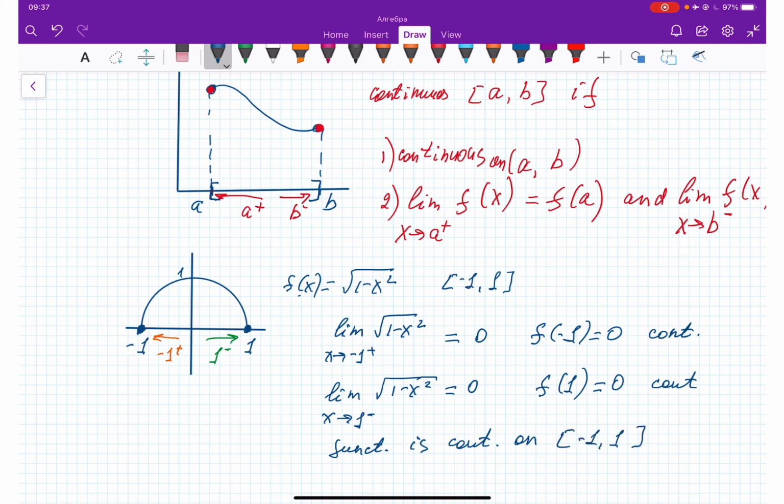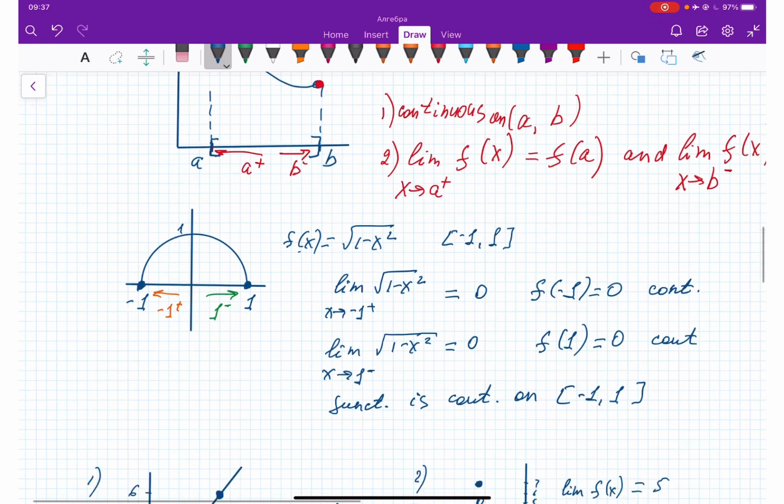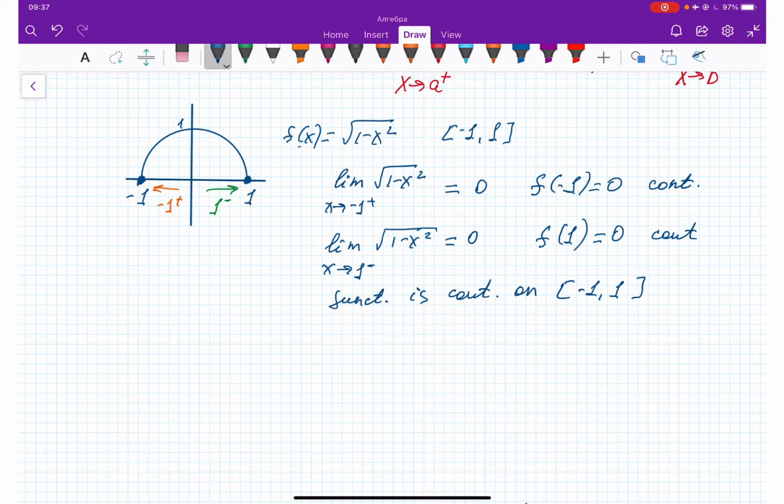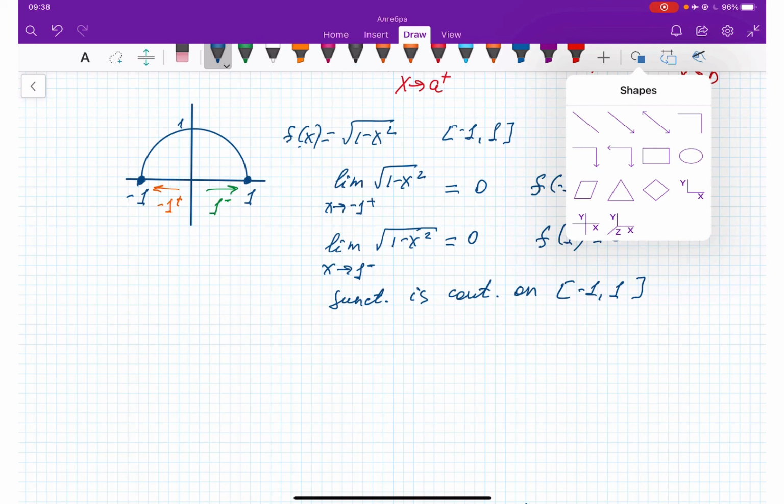Okay, and let me take one more example on this case. So this one is an interesting case.